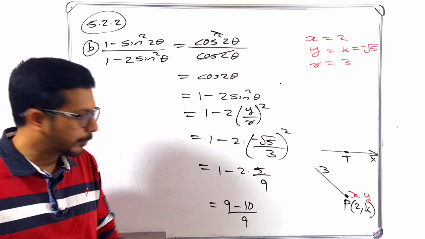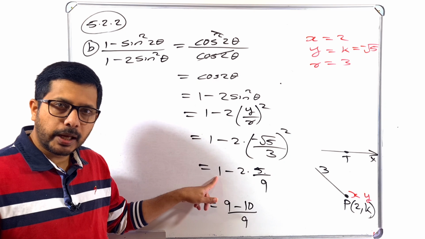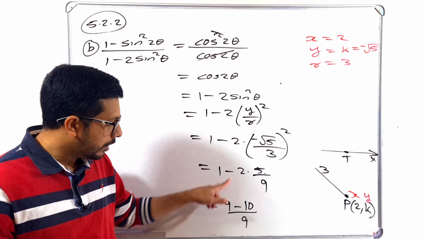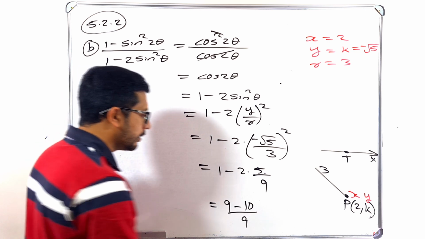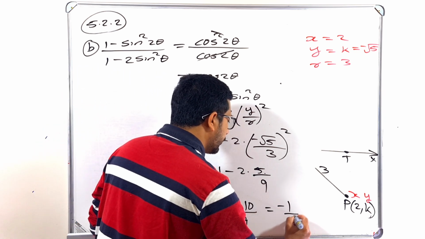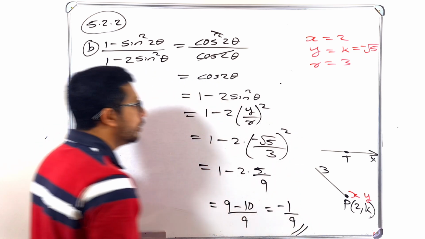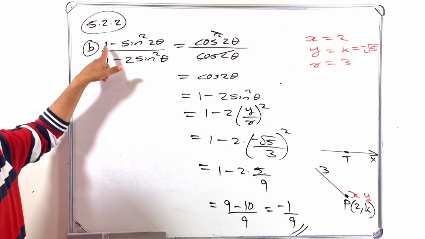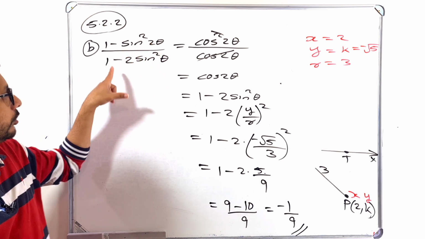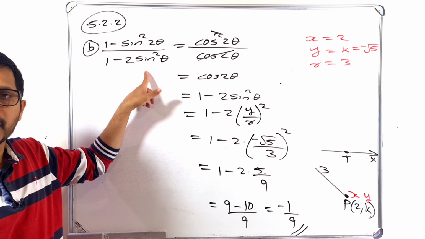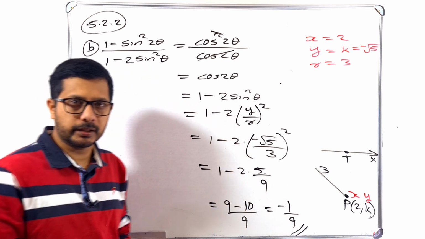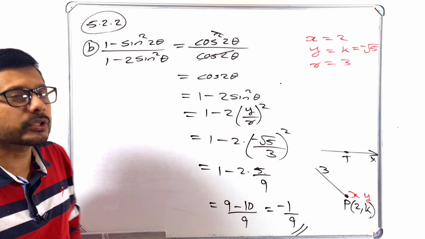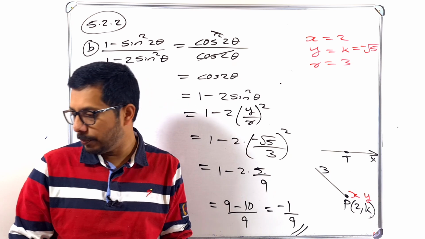So this is a simple method. 9 times 1 is 9, minus 2 times 5 is 10. So what is the answer? Minus 1 over 9. So it means that the value of 1 minus sine square 2 theta divided by 1 minus 2 sine square theta is minus 1 over 9. Okay, so that is question number 5.2.2b.